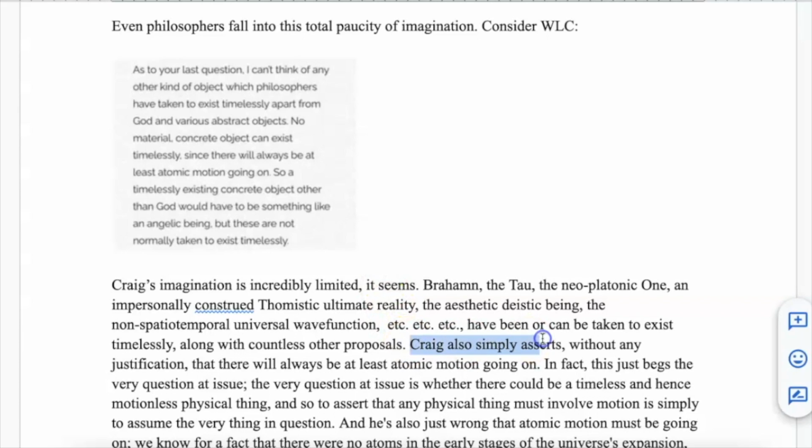Craig also simply asserts, without any justification whatsoever, that there will always be at least atomic motion going on when it comes to material or physical realities. But in fact, this just begs the very question at issue, right? The very question at issue is whether there could be a timeless and hence motionless physical thing. And so to assert that any physical thing must involve motion is simply to assume the very point of contention.